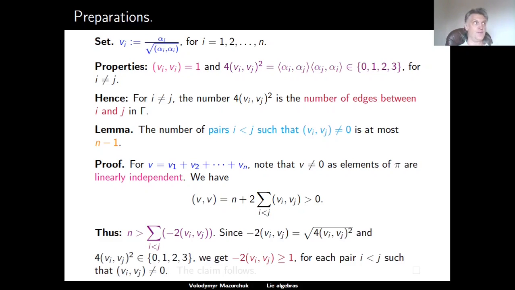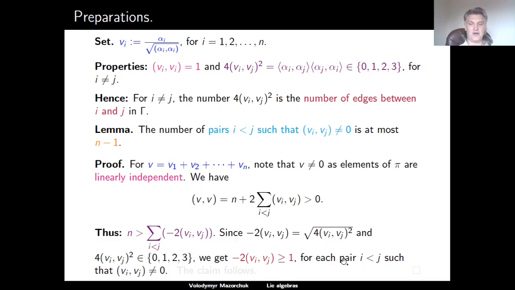Now, let us recall that the scalar product of vi and vj is non-positive. Therefore, the expression minus 2 times the scalar product is non-negative and hence coincides with the square root of 4 times the scalar product of vi and vj squared. And as already noted above, 4 times the scalar product of vi and vj squared belongs to the set {0, 1, 2, 3}. So in the situation where the scalar product is non-zero, the value of this expression is 1, 2, or 3. Therefore, the value of the square root of this expression is at least 1.